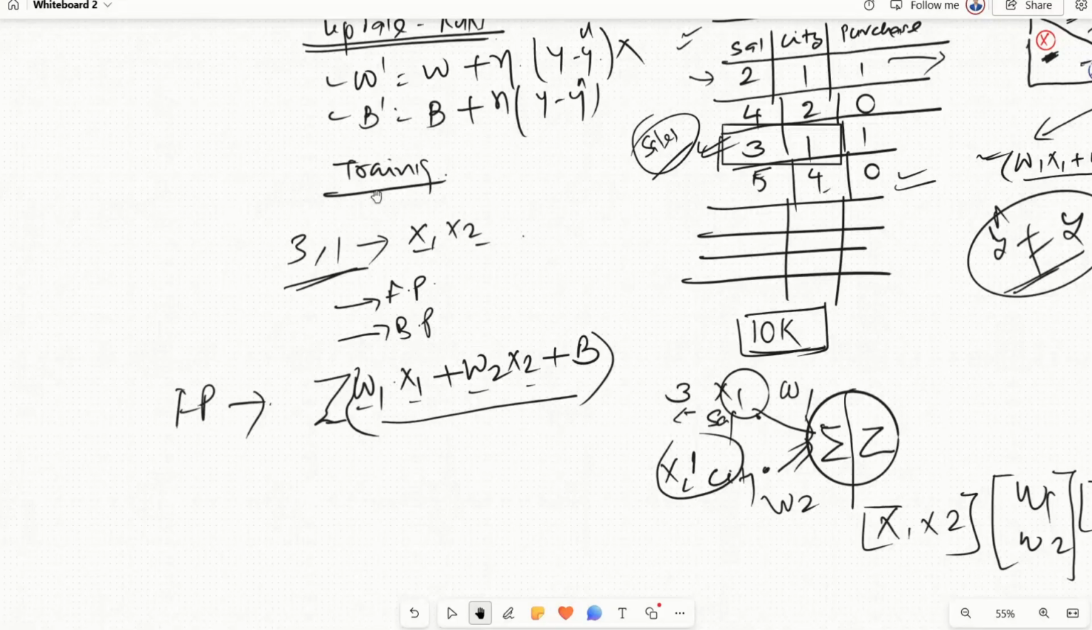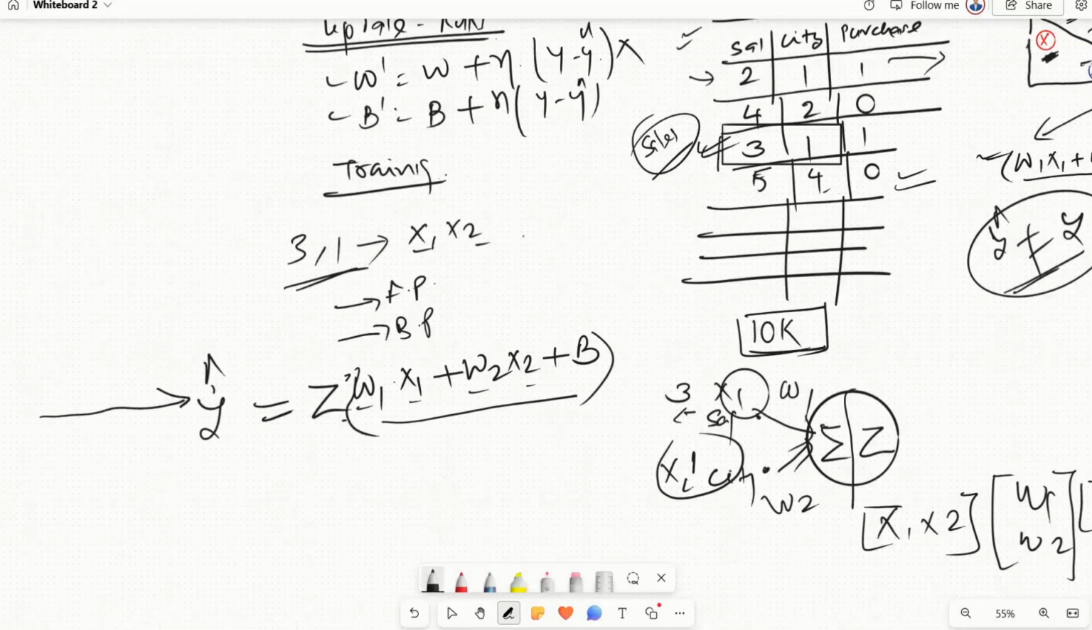This is how the training happens. Here it will apply the function, which is the step function, and the output of this is called y predict. So this equation is nothing but the forward propagation in perceptron. It will do this calculation, and I got the y predict.